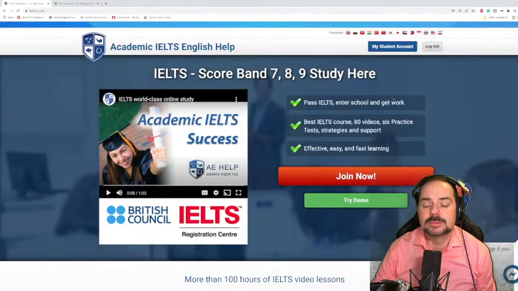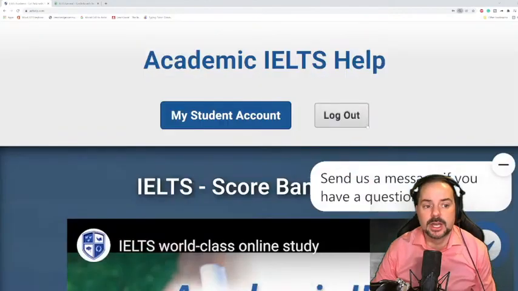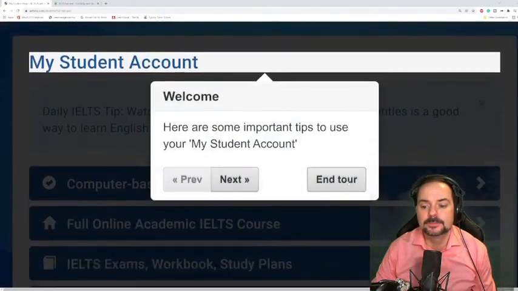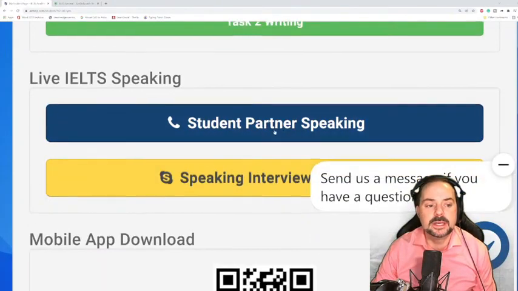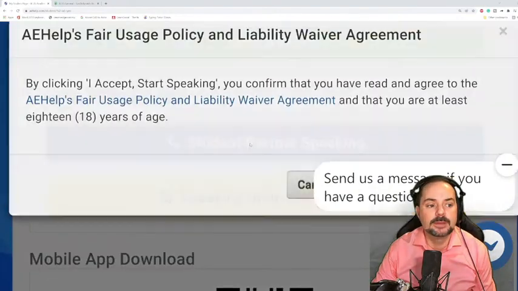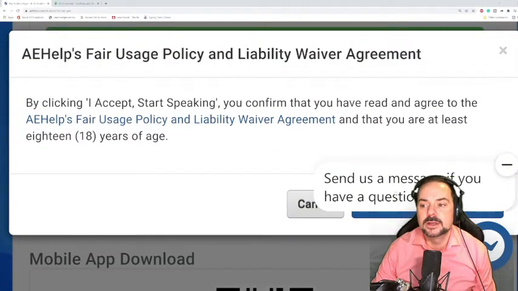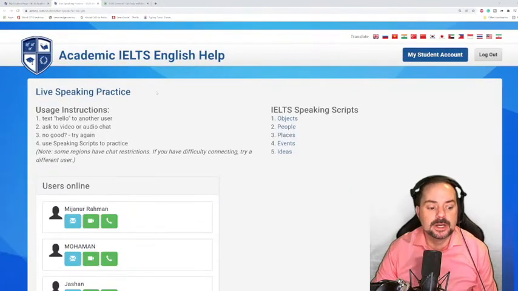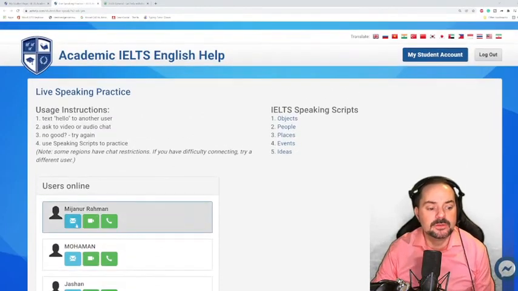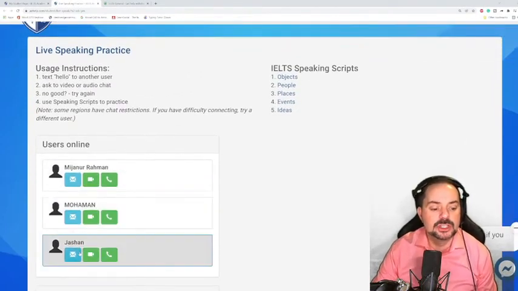So here is the website. And then in the website, as long as you've created an account with the green or red button, you can click the My Student account. Okay, right there. So we're in the My Student account. And then here I have the Student Partner Speaking just above my head. Okay, so I'm in my Student Partner Speaking, and then I accept. I'm in here, and we've got some people in here already. So we've got Mijanur, Mohammed, Jashan.